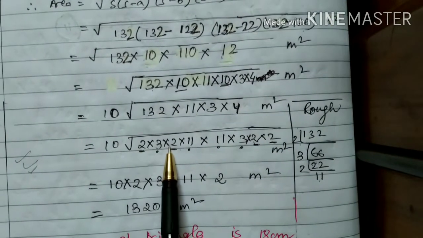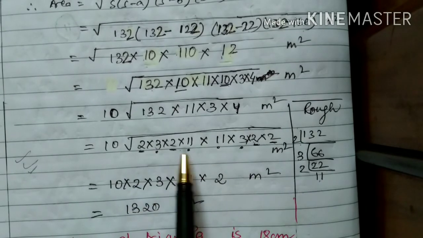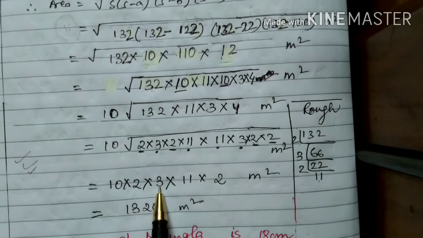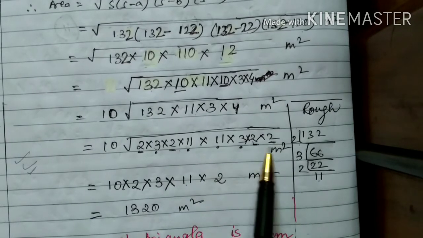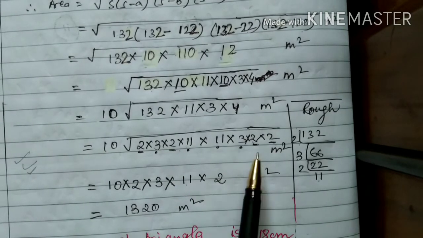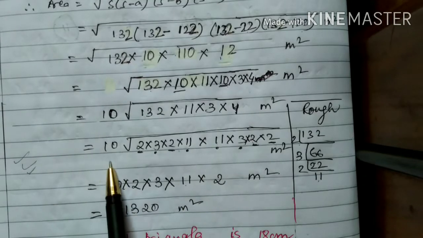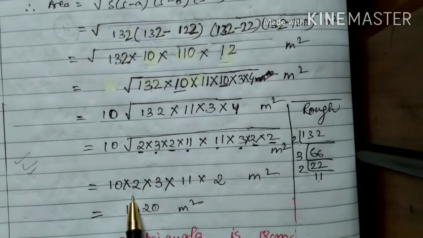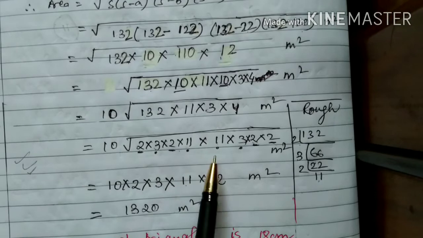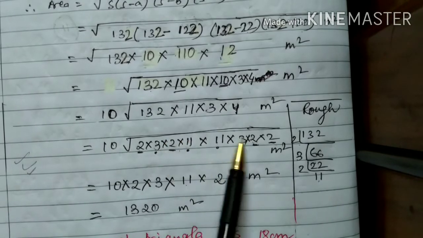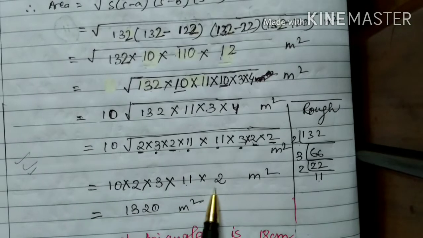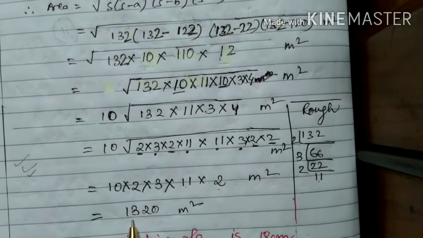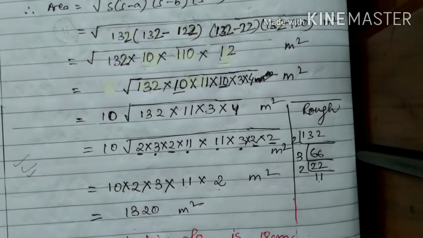Now 2 and 2 make a pair, it came out. 3 and 3 make a pair, it came out. 11 and 11 make a pair, it came out. Again here 2 and 2 make a pair, it came out. Whenever there is a pair of numbers inside the square root, they will come out as 1 and the others will remain in the square root. Now every number has a pair, so everybody came out as 1 number. So now multiply this, you will be getting 1320 meters square.